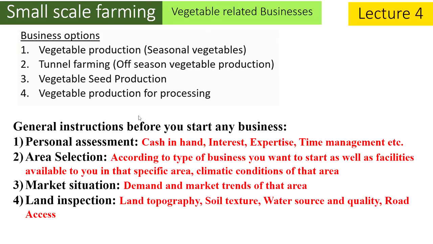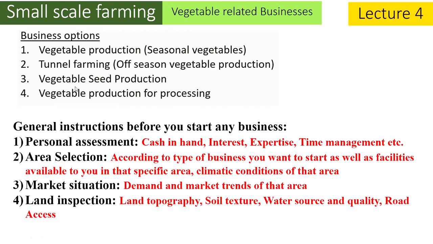Okay, Bismillah Rahman Rahim. We are today discussing small scale farming, and in this, we will discuss vegetable related businesses. There are four major businesses available in vegetable production, and these are listed here. You can see them. Vegetable production, these are seasonal vegetables, winter vegetables, and summer vegetables. We will discuss it later on in this lecture. Tunnel farming is there, that is off season vegetable production, and then vegetable seed production business is there, and then there is vegetable production for processing.